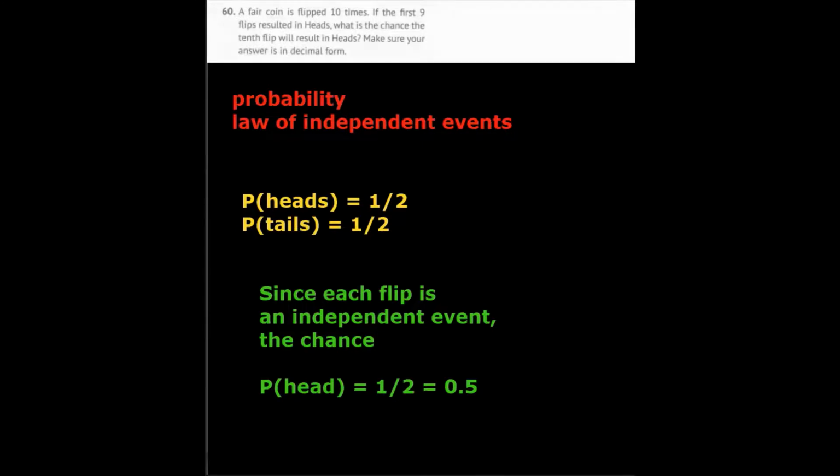Question 60. A fair coin is flipped 10 times. If the first 9 flips result in heads, what's the chance the 10th flip will result in heads? Make sure your answer is in decimal form. Well, this is a probability question with the law of independent events. The probability when flipping a coin of receiving heads as the top face is 1/2. And the probability of it being tails is also 1/2. Well, since each flip is an independent event, the chance of heads on that 10th flip will also be 1/2, or 0.5 in decimal form. The correct answer was 0.5.